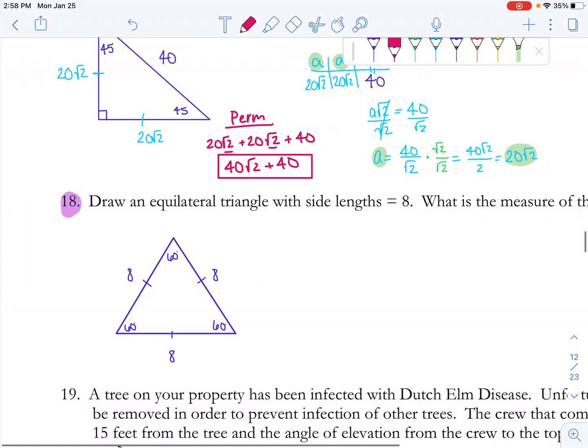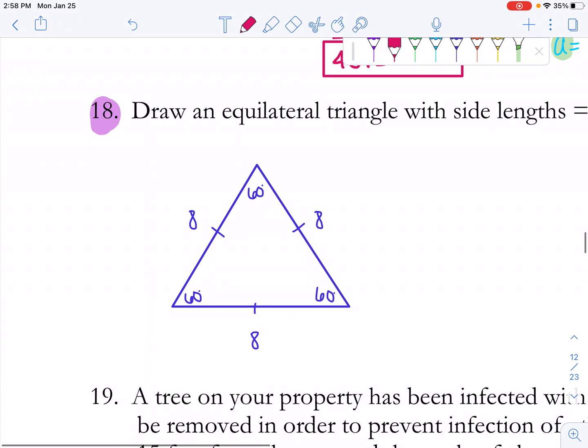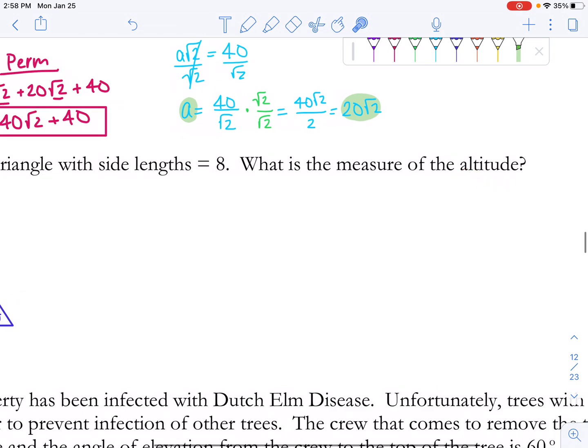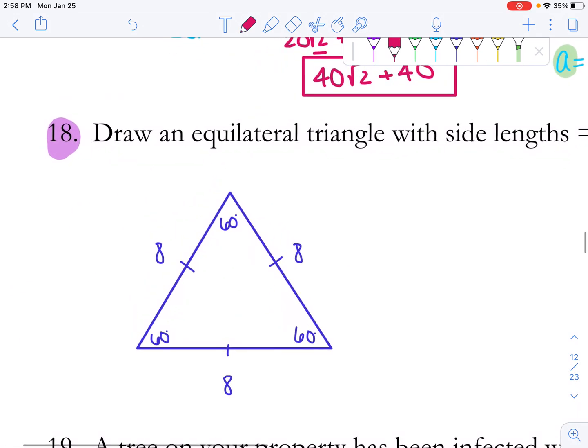Okay, last one. Draw an equilateral triangle. So I drew and filled in my equilateral triangle with everything that I know about equilateral triangles. We already know equilateral triangles have 3 congruent sides, and we know that in an equilateral triangle, all the angles are 60. I didn't guess. I didn't just say, oh, just because I want to, I'm gonna make the angle 60. I know that in an equilateral triangle, angles are 60. They want, in this equilateral triangle, the measure of the altitude. So the altitude is the segment that goes from the vertex perpendicular to the base.